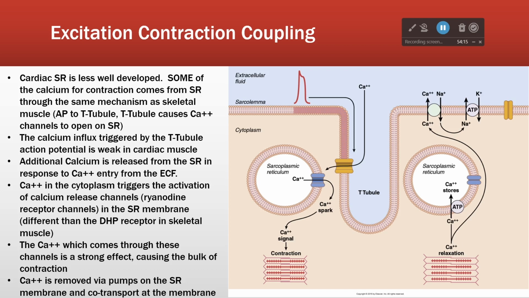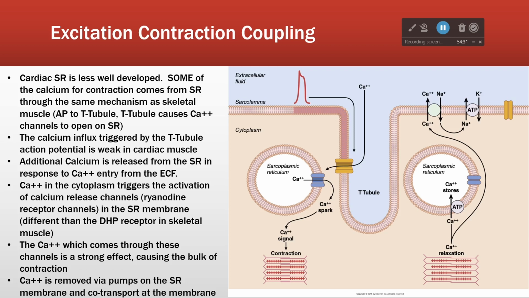Okay, so the calcium in the cytoplasm, these are the ryanodine receptors in the SR membrane, so that's different than the DHP receptor. Just pointing out that it's different.